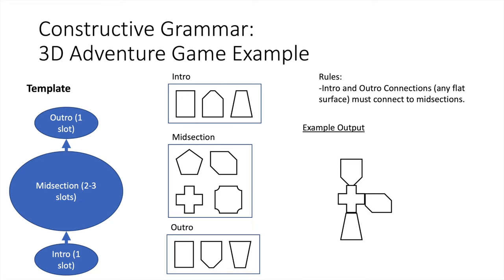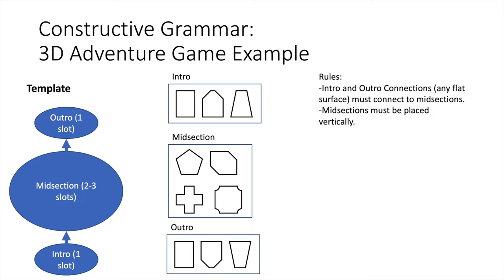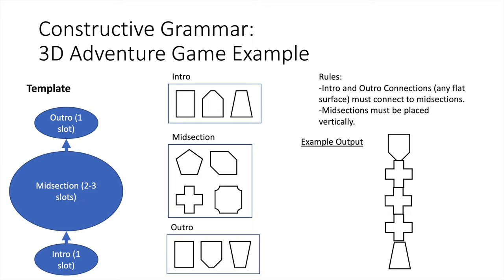Let's do something where we actually first, again, I need to check my slides ahead of time. Let's make a change to our rules. Maybe we say that looks a little bit weird. It looks a little stuck, a little bit cramped. We're going to add a rule to say midsections must be placed vertically. Now, if we do that, we might end up in a dungeon like this, which is not super great.